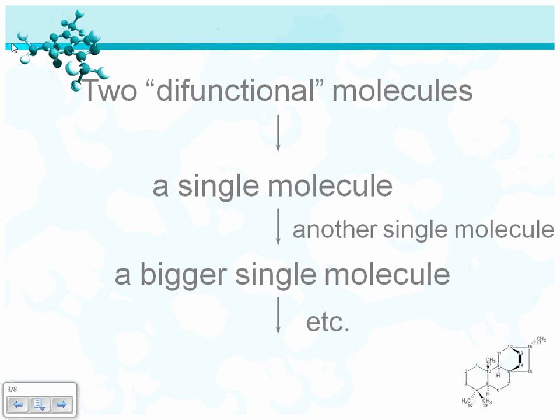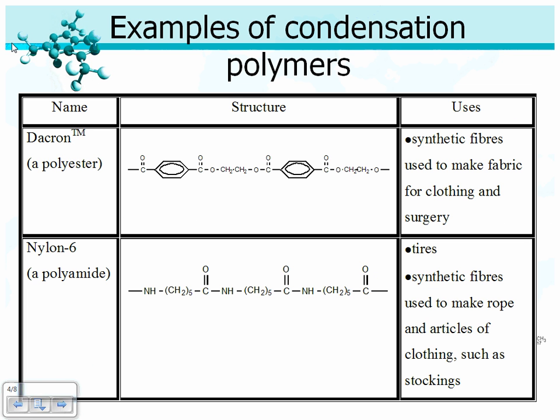So we have basically two difunctional molecules, so basically a molecule with two functional groups at either end. What that does is it can bond together to make a single molecule, and you can just keep linking the chain together. So here are some examples of condensation polymers. Dacron, which is a polyester, is used to make fabric for clothing and surgery. And nylon, which is a polyamide, is used in tires and making ropes and other articles of clothing.